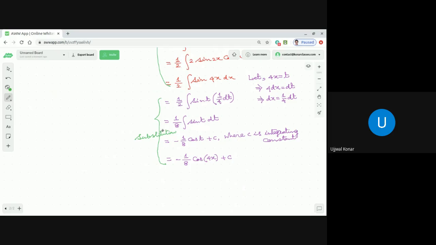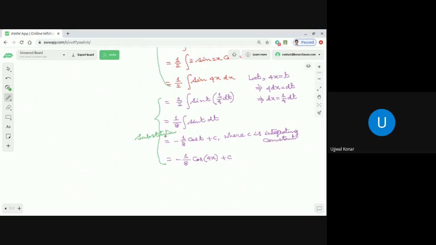So, what is the lesson learned? That we need to use the methods in a complementary manner. Sometimes we need to use substitution, sometimes transformation, sometimes a mixture of these two. What we have done here is a mixture of these two.